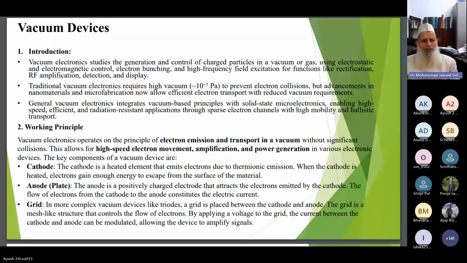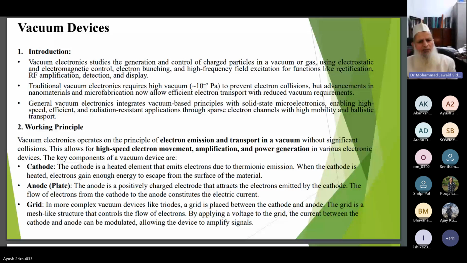Vacuum electronics operates on the principle of electron emission and transport in a vacuum without significant collision. So vacuum is actually created to avoid collision, because collision will change the path of the electron. That is why vacuum is created inside vacuum electronic devices. This allows for high speed electron movement, amplification and power generation in various electronic devices.